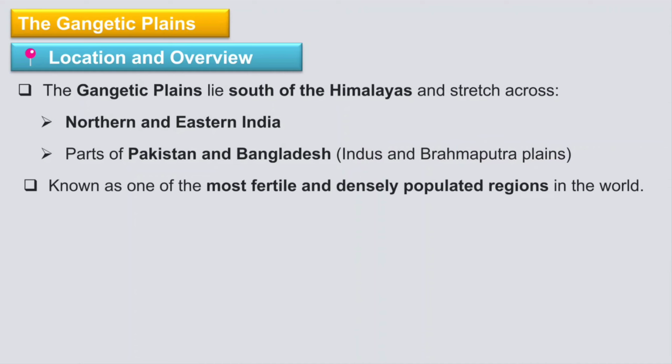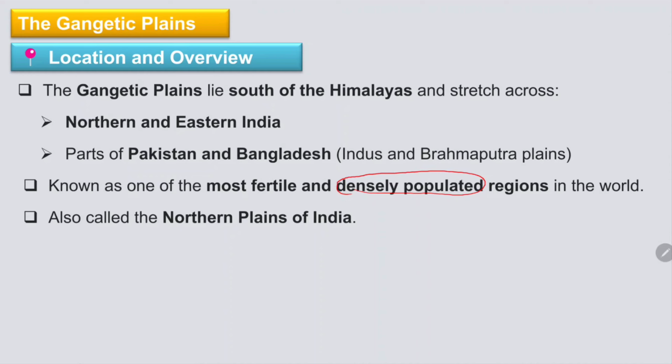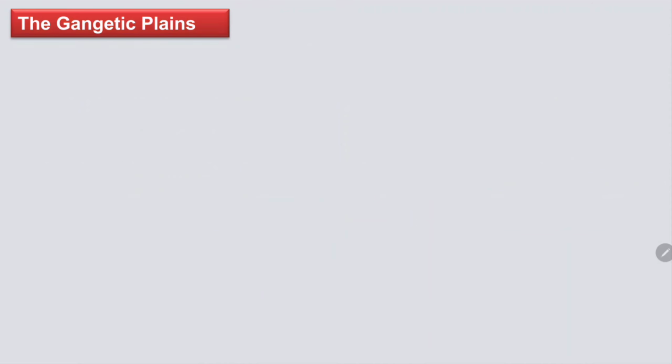So this is one of the most fertile regions, and why has it been fertile? Because it gets so many minerals, the soils are so enriched because of the flowing rivers, especially the Ganga, Brahmaputra and Indus. Because of that, these lands are very fertile, and these areas are densely populated, because as it is fertile, we can do farming, isn't it? Agriculture is possible there, and these are also known as the northern plains of India, the Gangetic Plains or the northern plains of India.